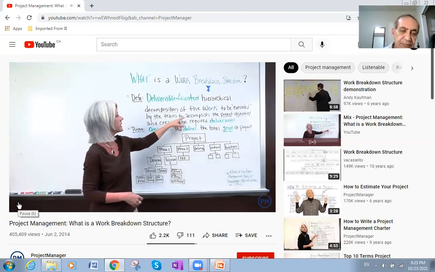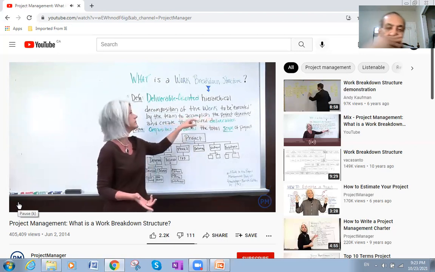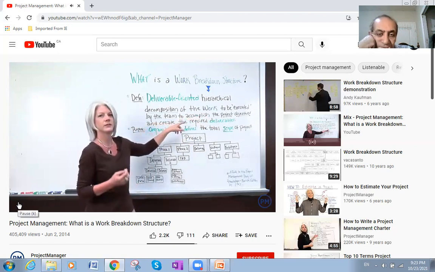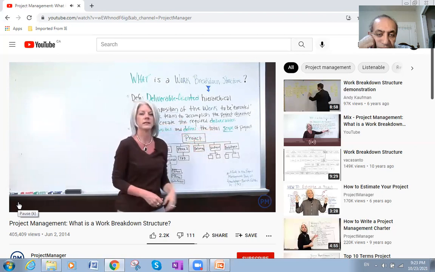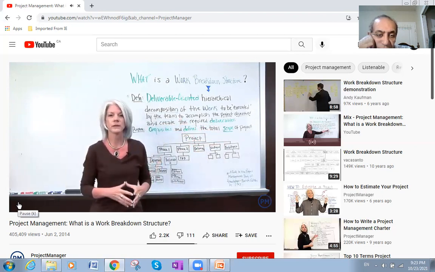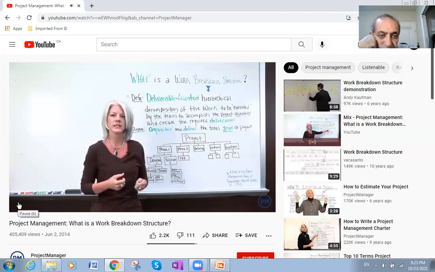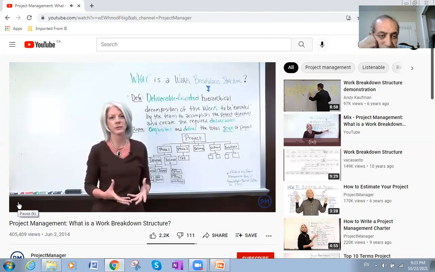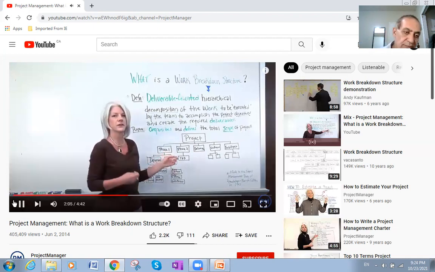To accomplish the project objectives and create the required deliverables. Many times I see the teams get confused because they lose track of, they lose the essence of, why are we doing this project? And specifically, the reason we're doing a project is to produce the deliverables. So this is very important.